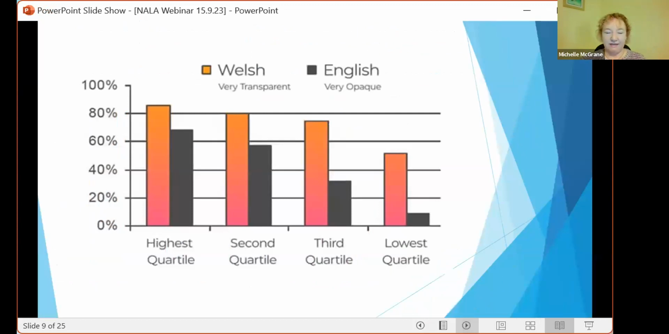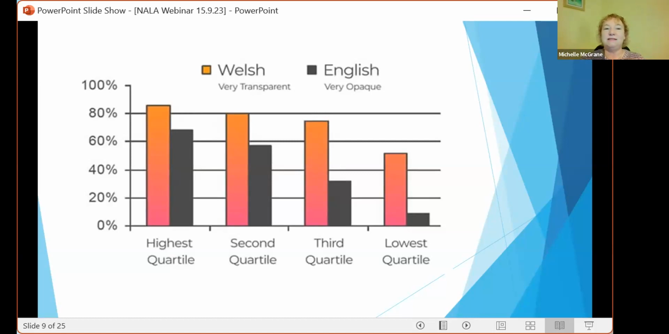Even sadder than this, and I find this particular slide very sad, is how this translates for different groups. So what we're looking at here is the Welsh language and the English language. The Welsh language, far more transparent, far easier to learn. And what we're looking at here is the first quartile, the top 25% of students, so that would be the highest ability, the highest performing children.